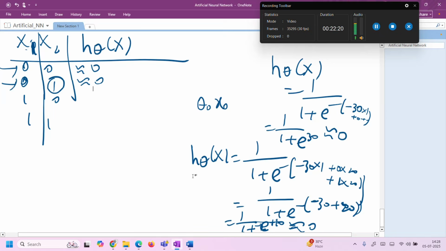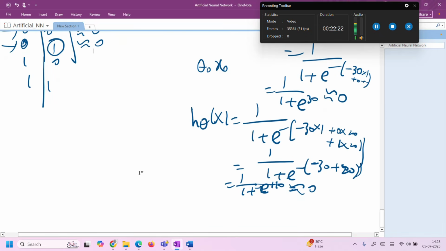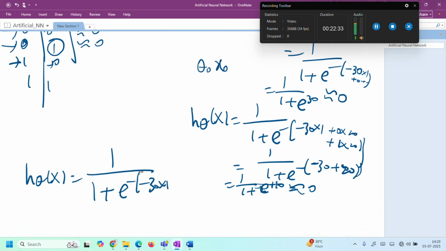Let's take the third round of input, in which x1 is 1 and x2 is 0. So what will be the value of the hypothesis function? 1 divided by 1 plus e to the power minus 30 into 1, right? And plus 1 into 20 plus 0 into 20. So this is the same as 1 divided by 1 plus e to the power 10, which is approximately 0.